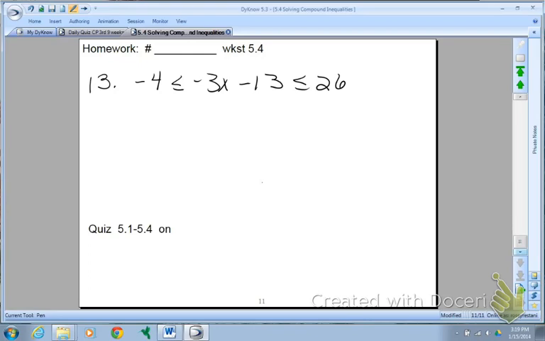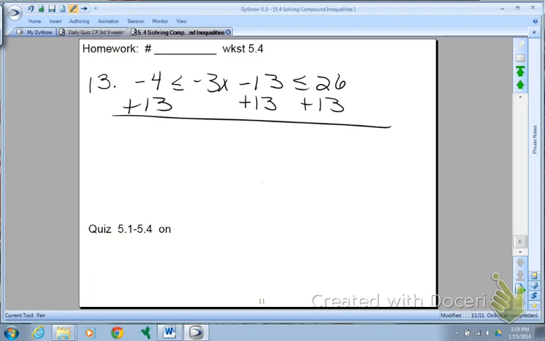Together. So skip over to number 13, please. We are going to solve for x. So we are going to add 13 to both sides, on the far right and on the far left. Negative 4 plus 13 is 9, is less than or equal to negative 3x is less than or equal to 13. Add 39.